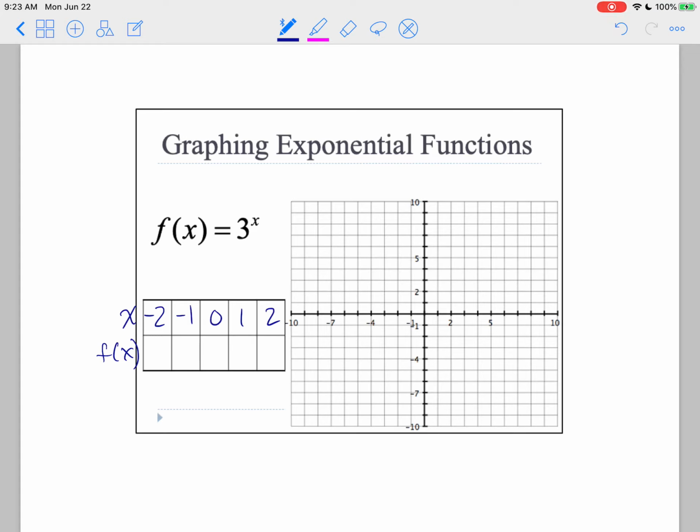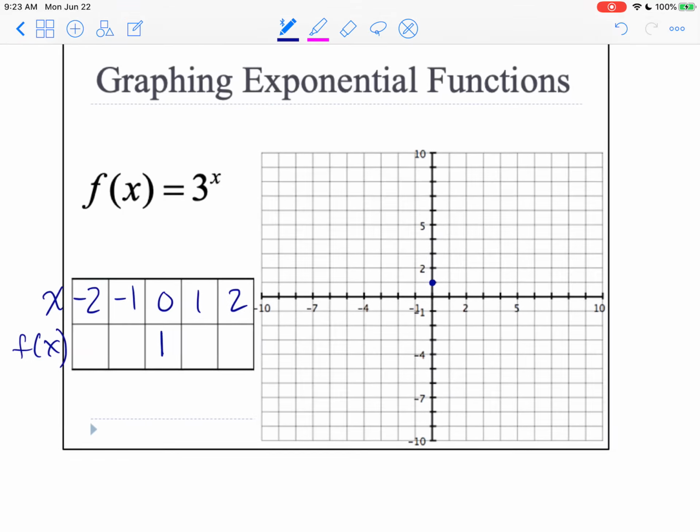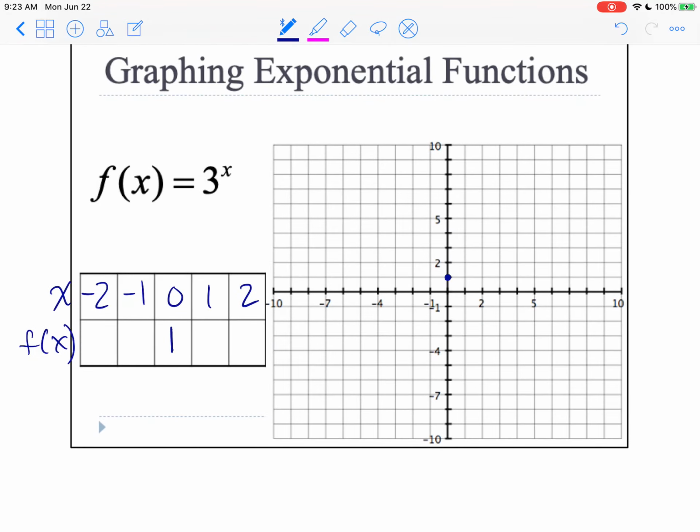When I plug, let's start with 0. When I plug 0 into here, 3 to the 0 is 1. And since anything to the 0 power is 1, the 0, 1 happens a lot on these graphs. I think I can zoom in a little bit here. And let's go to the right here. When I plug in 1, 3 to the 1 is just 3. So we get 3. And when I plug in 2, I get 3 squared, which is 9.